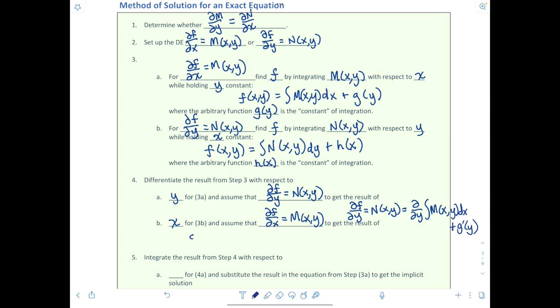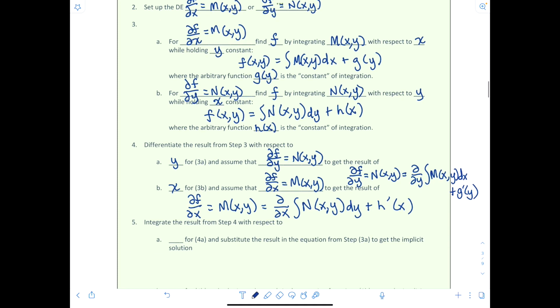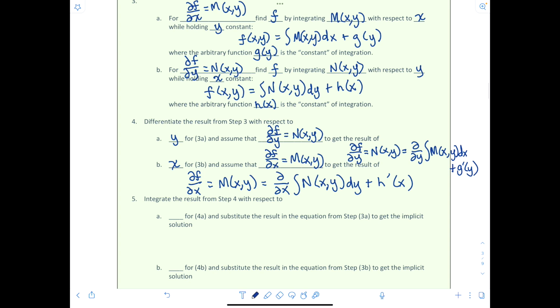And for the second one, you would find that the first partial of f with respect to x, of course, is equal to capital M at x and y as we set it up to begin with, and that in turn will be the first partial with respect to x of the integral of N at x and y that we had gotten in that step, dy, plus h prime at x. I know it seems really abstract right here, but it's kind of cool when you do it.